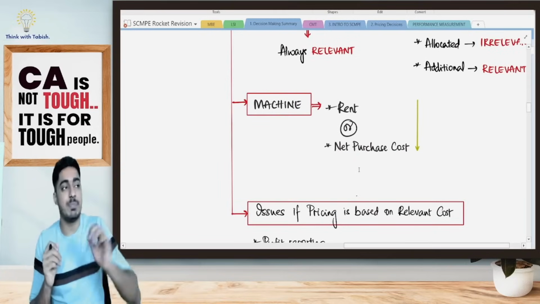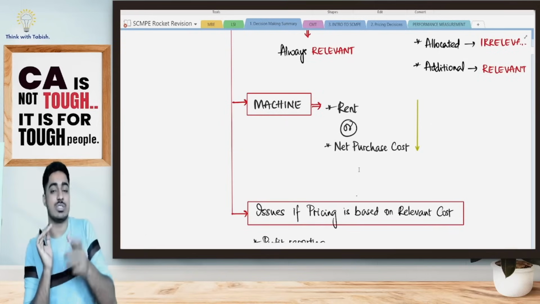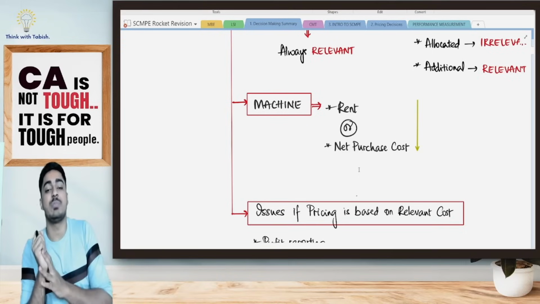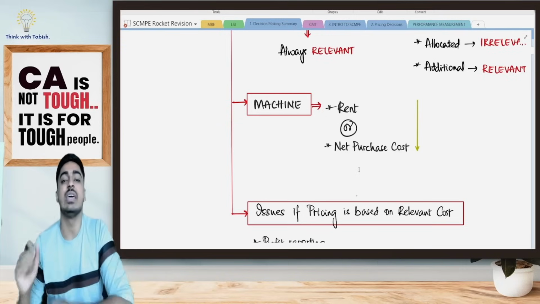Net purchase cost is my purchase minus my sale value. Yes or no? Net purchase cost. I've purchased at 50,000. Yes, minus when I'm selling, I'm getting 30,000, so 20,000 net purchase cost. Rent or my net purchase cost, whichever is lower, we would have chosen. That is my relevant cost.